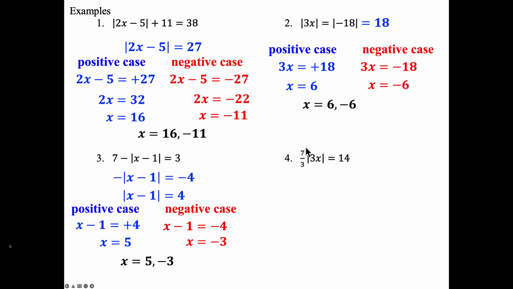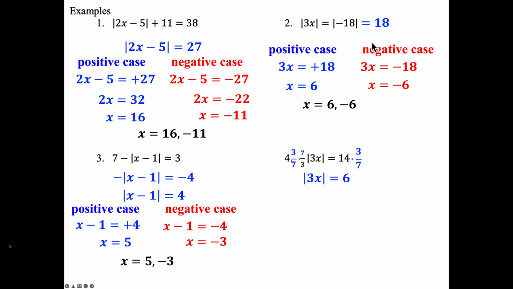Number 4, we have the fraction 7/3 being multiplied to my absolute value bars. Get rid of that multiplication. You can either divide by 7/3 or it's faster, since we don't divide by fractions, we multiply by the reciprocal to both sides. So everything cancels here. 7 goes into 14 twice. And 2 times 3 is 6. So now the absolute value bars of 3x equals 6.